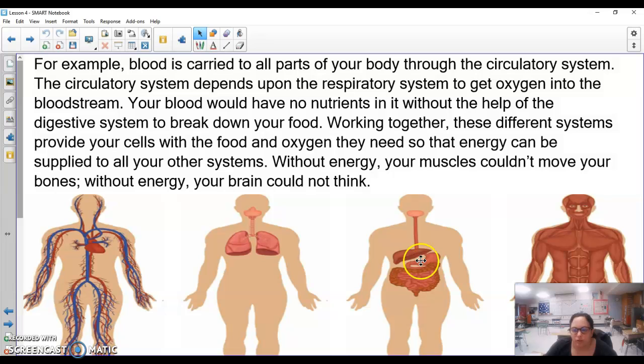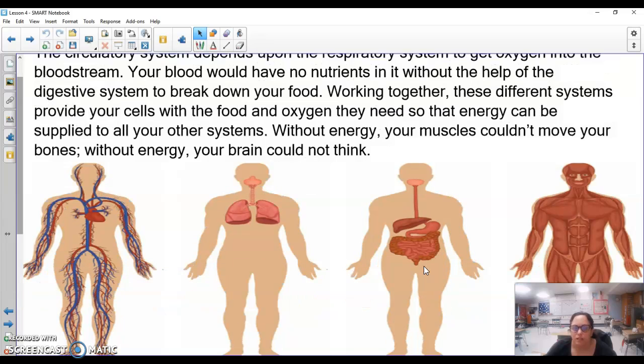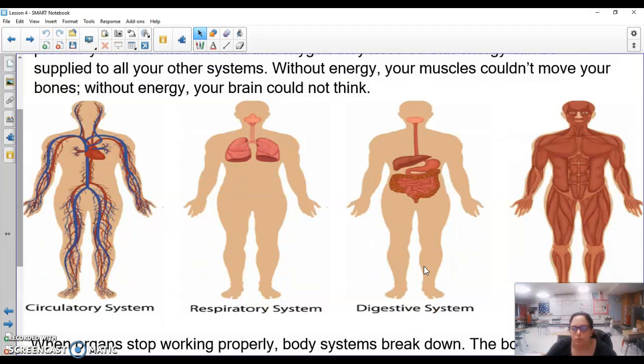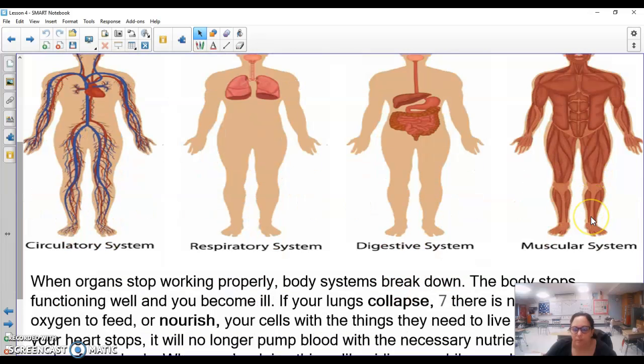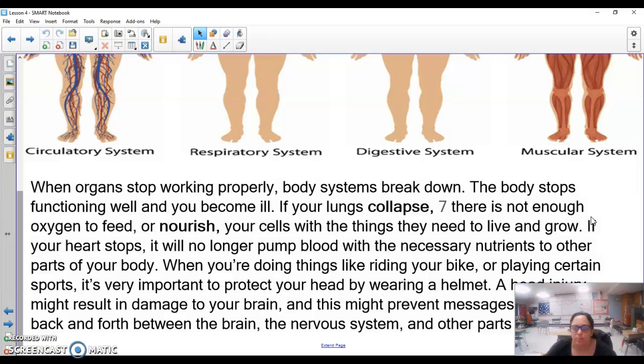To break down your food. Working together, these different systems provide your cells with the food and oxygen they need so that the energy can be supplied to all other systems. Without energy, your muscles couldn't move your bones, and without energy, your brain could not think. When organs stop working properly, body systems break down. The body stops functioning well and you become ill.